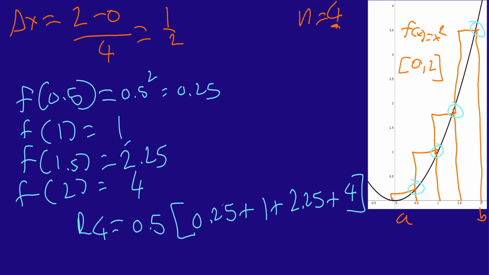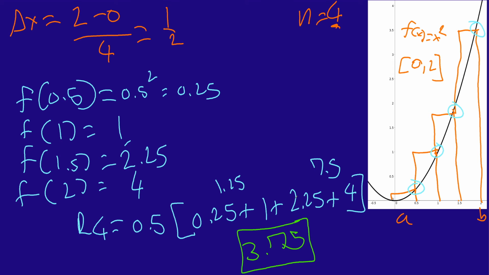So let's see here. We got 0.25 plus 1 is going to be 1.25 up here, like so. And then that's going to be 3.5, and then 7.5, like this. And then, of course, if you take 7.5 and you multiply by 0.5, you're going to get a final answer, which is going to be right here. It's going to be 3.75. So that is the estimated area under the curve when you have a right endpoint for the approximation. And so that's how it works.